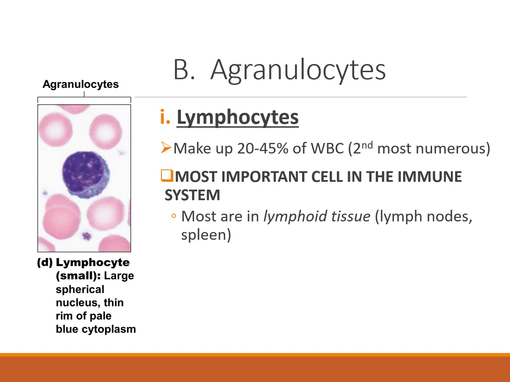They're going to diapedese, or leave the bloodstream and go into the tissues. And where these guys like to live are in the lymphoid tissues, such as the lymph nodes, the spleen, all of these different tonsils, all these different lymphoid tissues that we'll talk about in the immune and lymphatic system lecture.